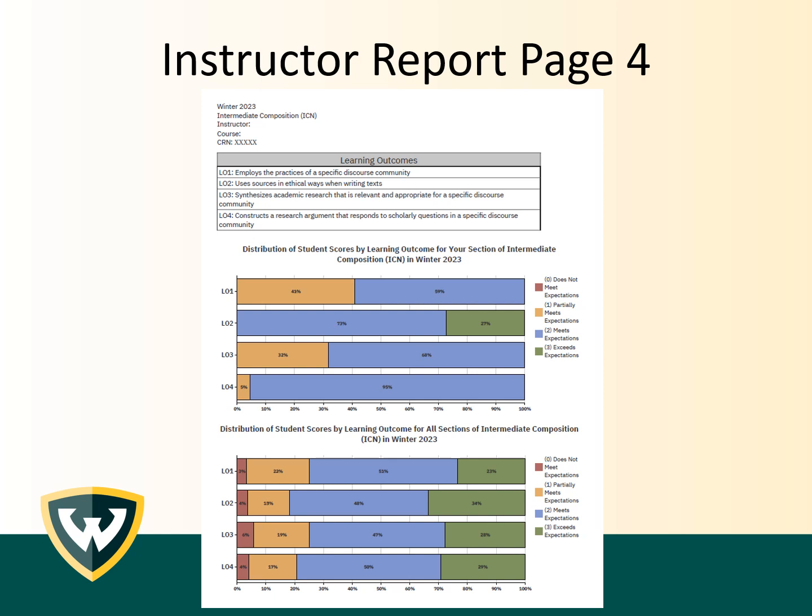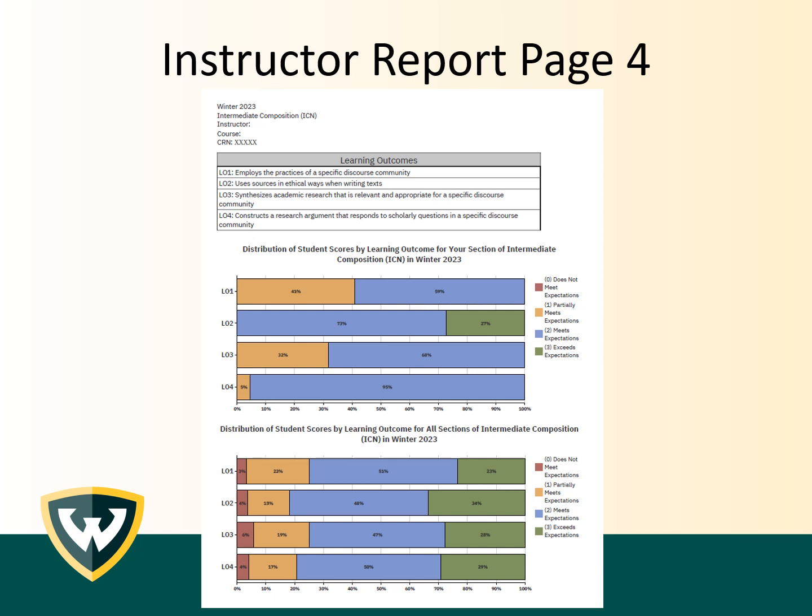The 4 intermediate composition learning outcomes are again listed at the top of the page. In this example for learning outcome 1, 59% of the students in this course met expectations and 41% partially met expectations. This adds up to 100% of the data for learning outcome 1. Again, this information is identical to that presented in the second table of the report on page 2. For learning outcome 2, 27% of the students exceeded expectations and 73% met expectations.